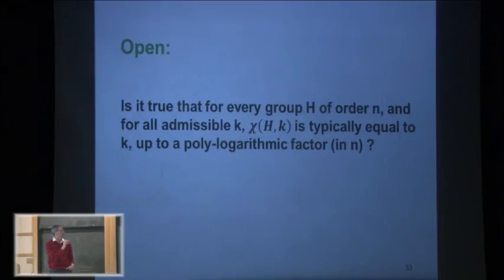that for every group H of order n, and for all admissible value of k, if we don't care about logarithmic factors in n, then this chromatic number of H with respect to k random generators is essentially k, so up to some logarithmic factors. In particular, if k is square root of the size of the group, then it should be roughly the square root of the size of the group, the chromatic number.